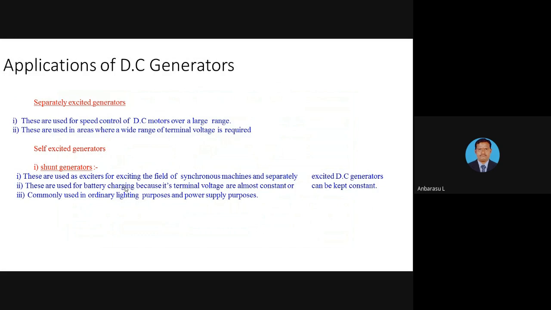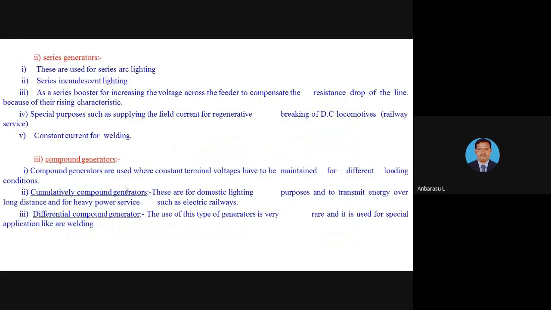Then the self-excited DC generator, the shunt generator. One type of generator is the shunt generator. These are used as exciters for exciting the field winding of synchronous machines and separately excited DC generators. Second, they are used for battery charging because the terminal voltage is almost constant. Third, it is commonly used for ordinary lighting purposes and power supply purposes. So these are the applications of the shunt generator.